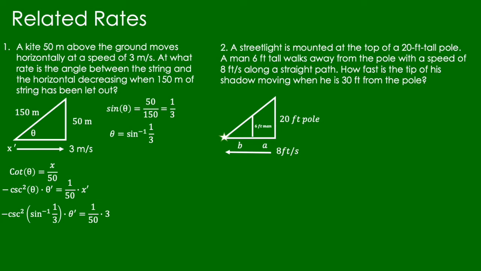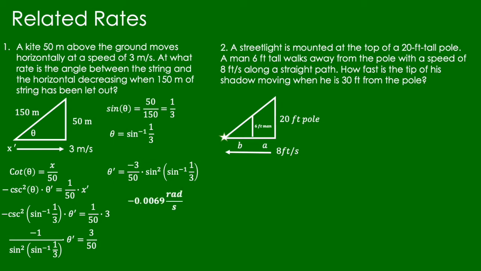Then remember, cosecant squared can be rewritten as 1 over sine squared. Then you can multiply both sides by sine squared. And when you're plugging this into the calculator, remember to be in radians. Then you'll get this.